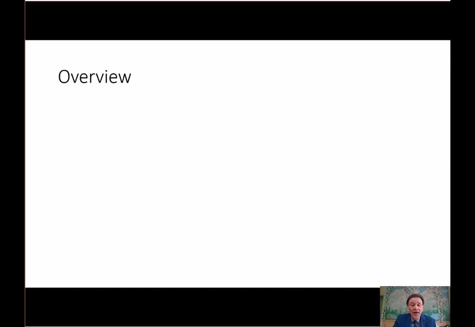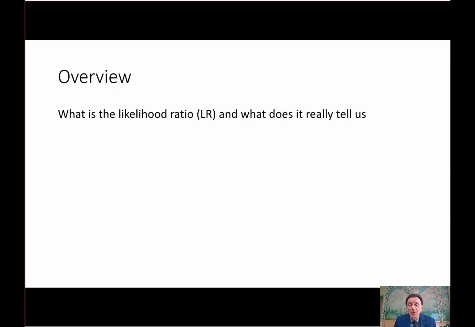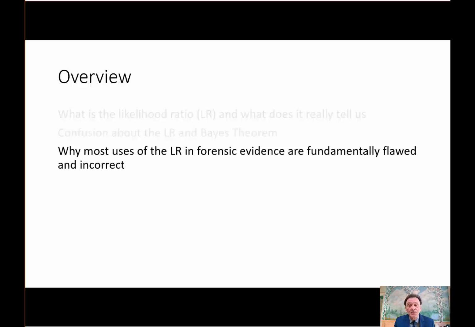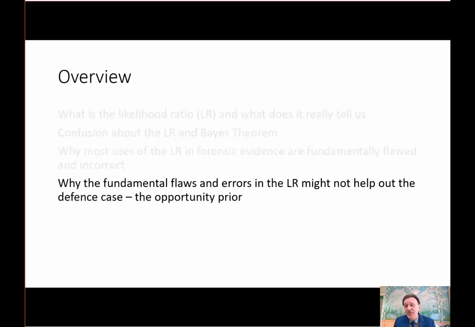So I'm going to start with a reminder of what the likelihood ratio actually is. I'll highlight the genuine confusion about the likelihood ratio and Bayes' theorem, and this includes not just misunderstandings about the role of the so-called prior probability, but also why even many so-called statistical forensic experts fundamentally misunderstand what can be done with the likelihood ratio. Indeed, I'll show why most uses of the likelihood ratio in forensic evidence, especially DNA evidence, are fundamentally flawed and incorrect. Now, in the absence of any other evidence, it follows that there are solid, albeit poorly understood, mathematical reasons why most uses of the likelihood ratio in DNA evidence, especially mixed profile evidence, can and should be dismissed.